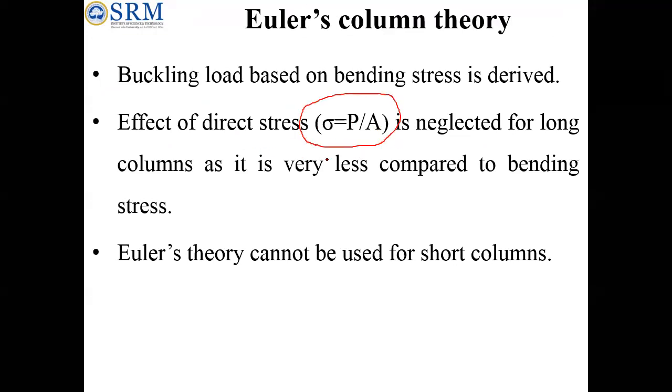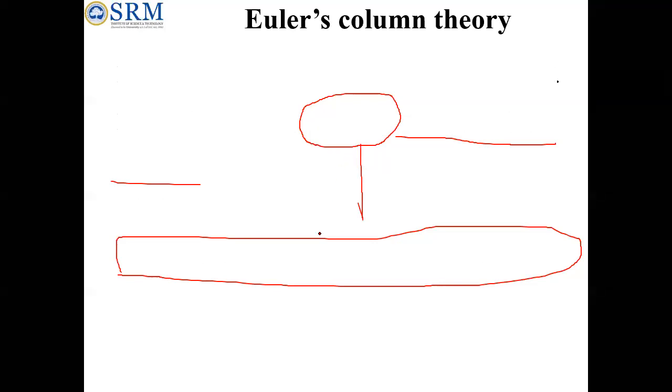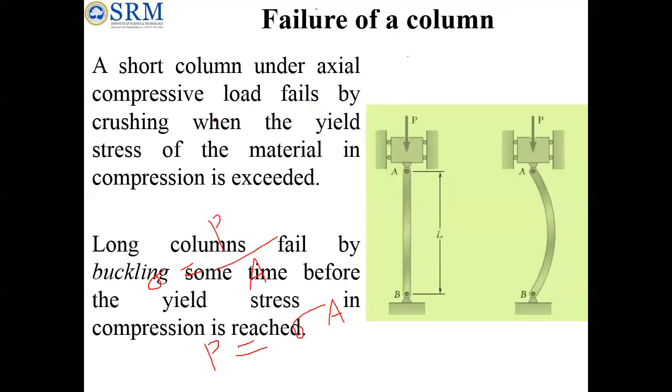When you say long column, this is due to the compression, right? So due to compression, only bending is there. The direct stress will also be there for a long column, but the value is less, so it is neglected for the long column. That is why we cannot use sigma equal to P by A here. The formula I told you earlier, sigma equal to P by A only, is for the short column.